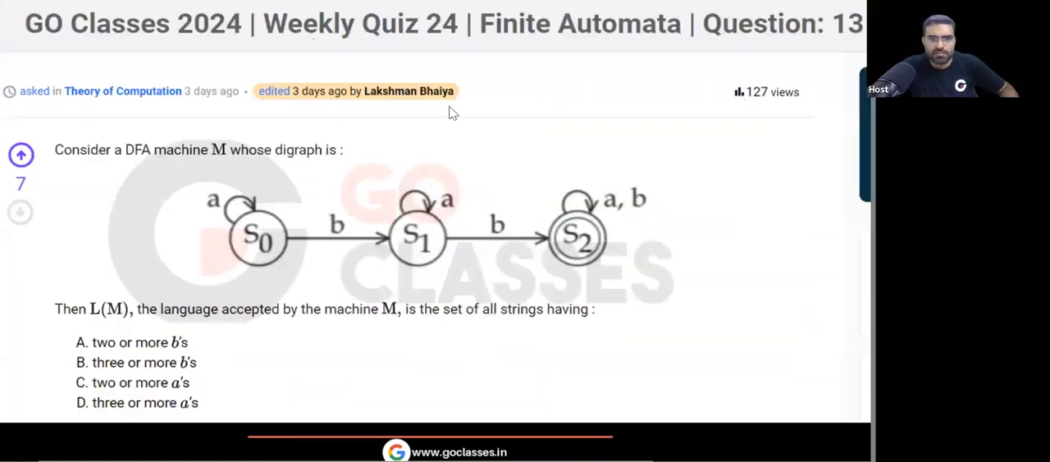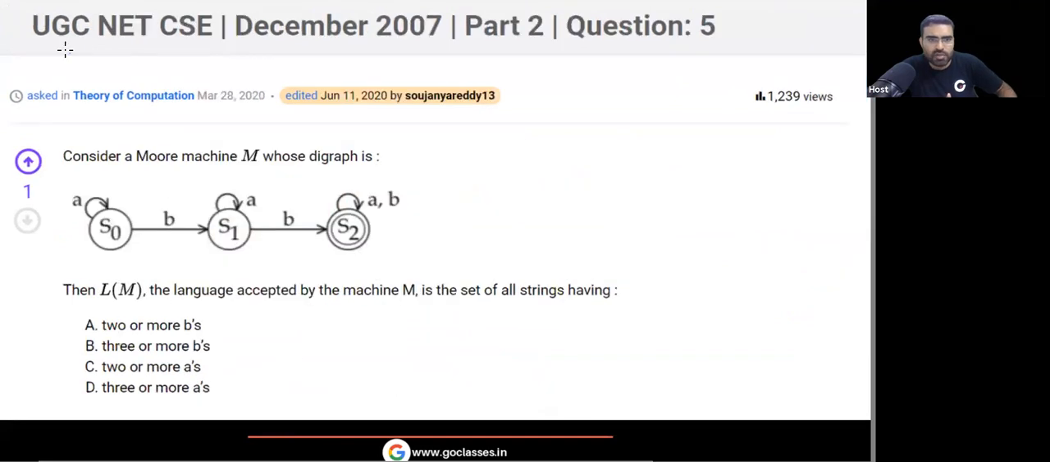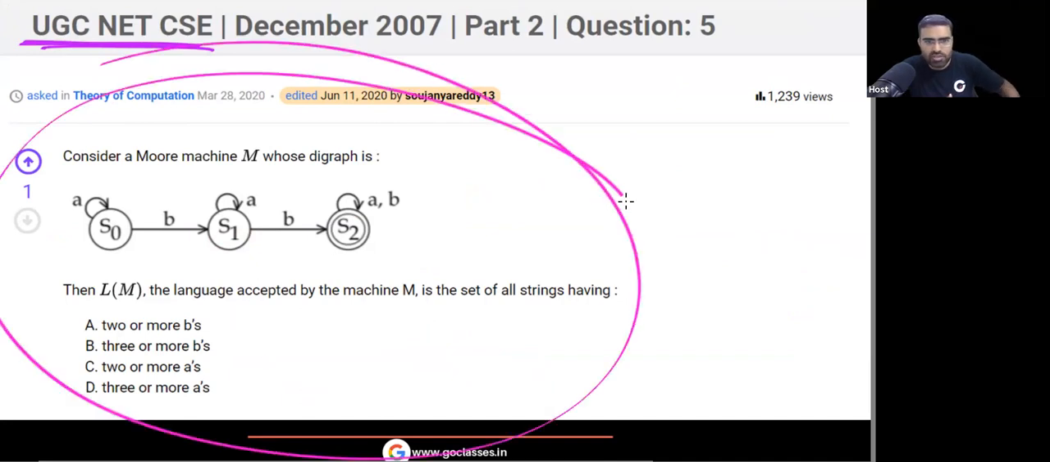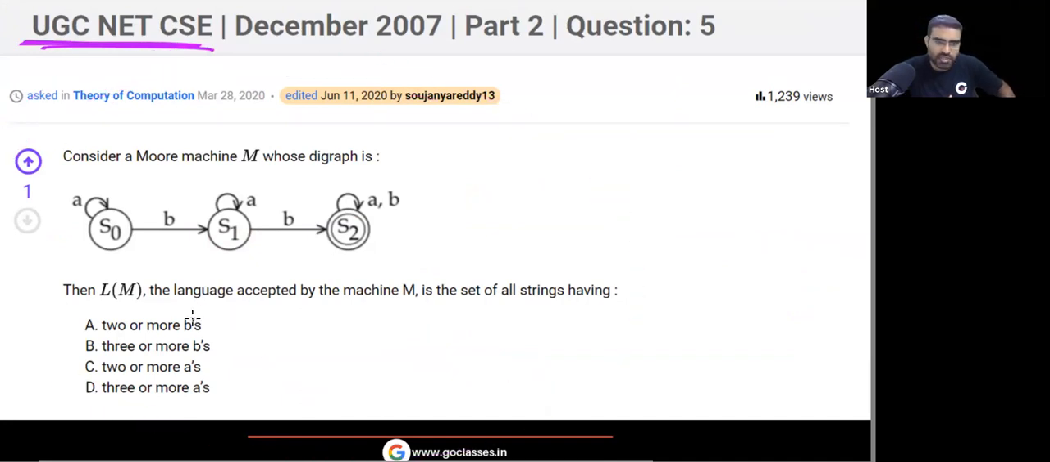Now let's see this question. This is your question number 13. Let me tell you, this question is taken from UGC NET. You can check it out. The same question as it is taken from UGC NET.